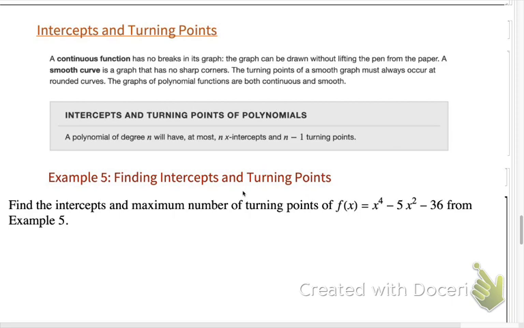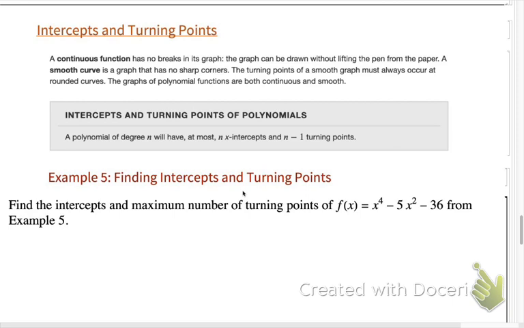Now first, some terminology that's going to be coming up for us at various times in this chapter is the idea of what a continuous function is. So a continuous function is one that has no breaks in its graph, which essentially means the graph can be drawn without lifting the pen from the paper. And furthermore, a smooth curve is a graph that has no sharp corners. The turning points of a smooth graph must always occur at rounded curves. The graphs of polynomial functions are both continuous and smooth.